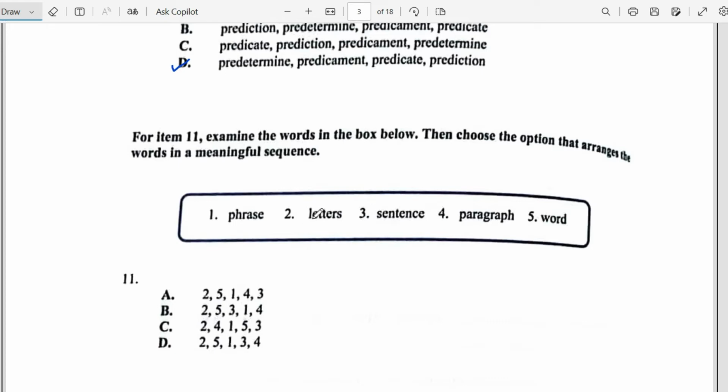So that would have been 2, 5, 1, 3, and 4. 2, 5, 1, 3, and then 4. Let's look at that now. 2, 5, 1, 3, and 4. So the answer is D.